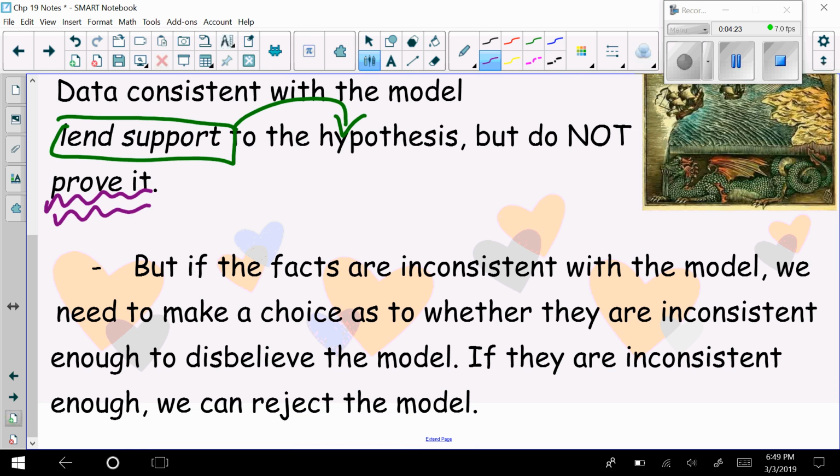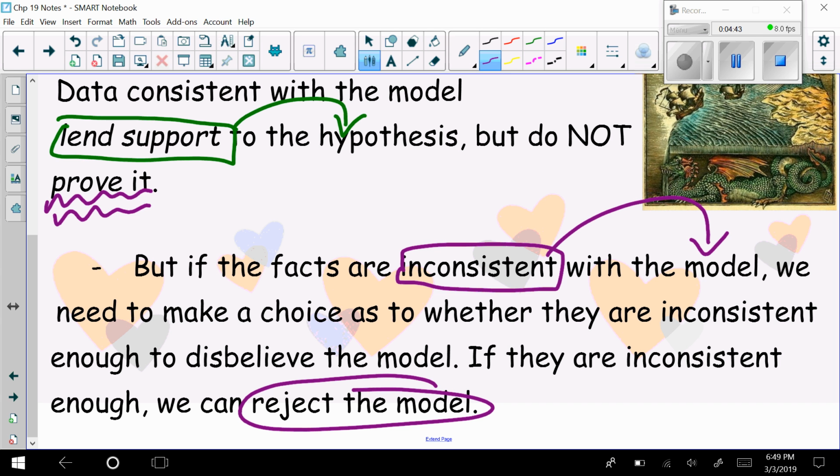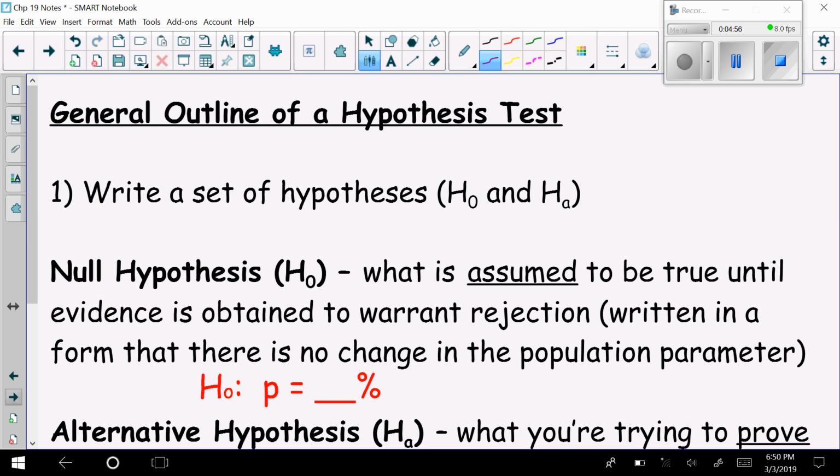Now, of course, this doubles back. If you get data that's not consistent with the model, then we have to make a huge choice: did I just get a bad piece of data, or is the data so crazy that I have to reject my model? And of course, we have percentages and a numerical value to assign this to, so it's not just guesswork. So we get into this general outline for a hypothesis test.